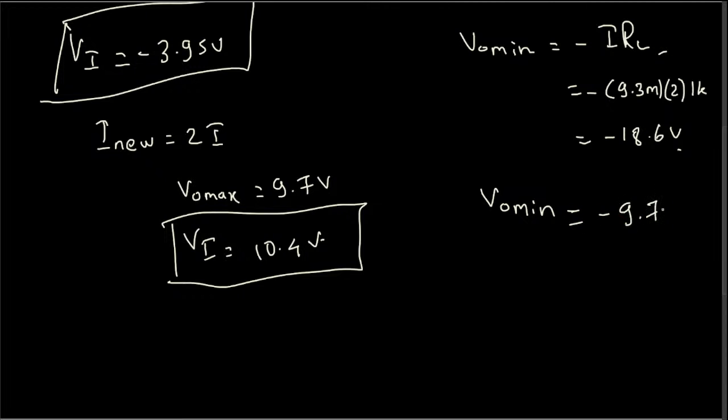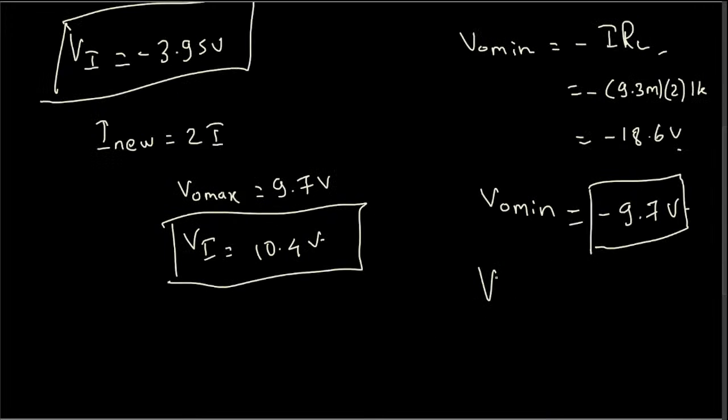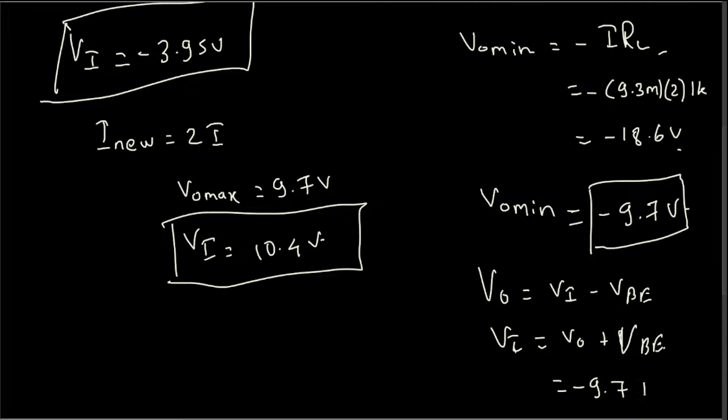Now we have to look at which one of these two is close to 0, and in this case this is the one, so we have to choose this one and apply it in this equation. VO is equal to Vi minus VBE, and therefore Vi is going to be equal to VO plus VBE, and V output is nothing but negative 9.7, and VBE is 0.7, and that comes out to be negative 9 volts, and that's the input voltage when the VO minimum.